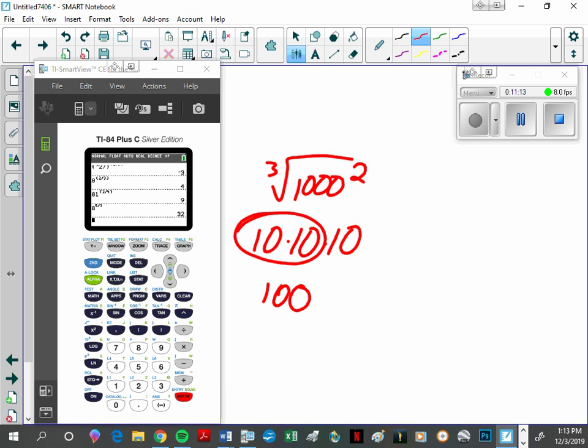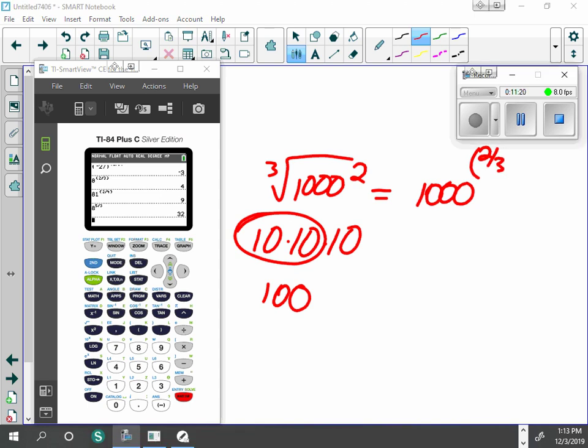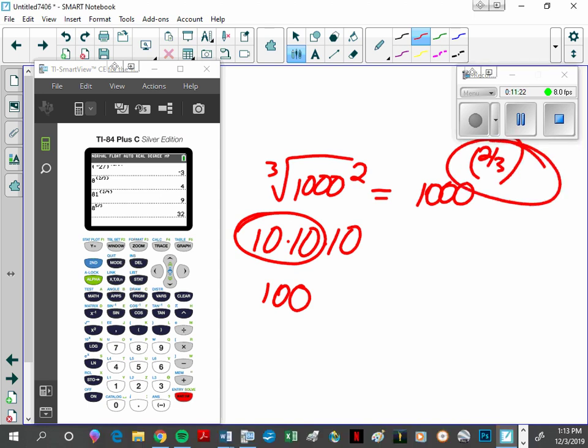The inside's not as big as the outside, and if I write this as a fractional exponent, when this number is smaller than 1, your answer is smaller than the number you started with. When the problem has an exponent that's bigger than 1, your answer will actually get bigger.